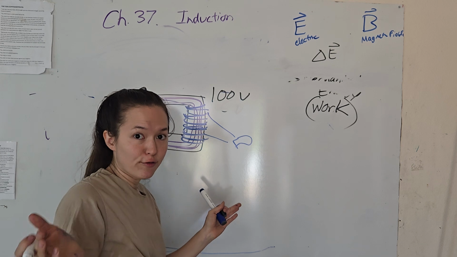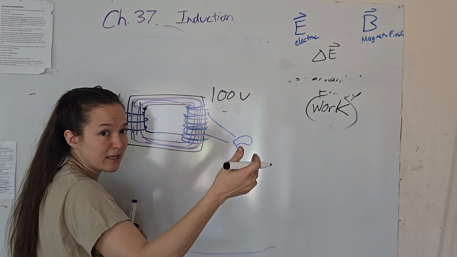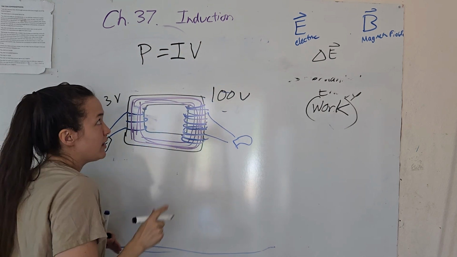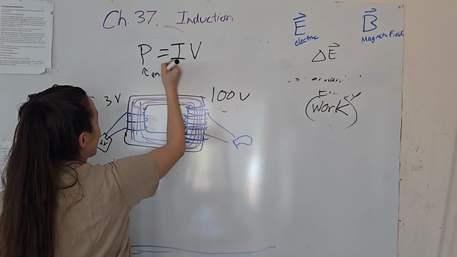However, we're not just getting free energy here, because remember, energy, power, the joules per second, remember the power law? So the power law is P equals IV, right? This is current times voltage. Power equals current times voltage. This is the energy, okay?